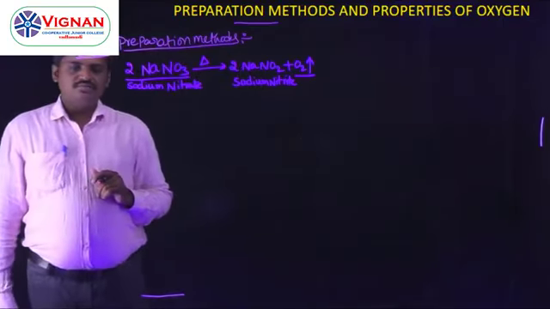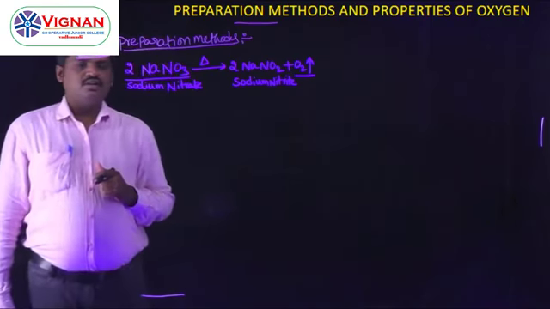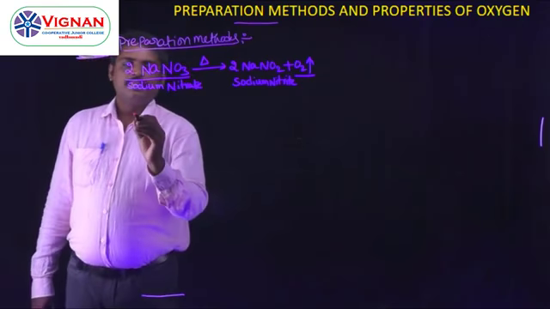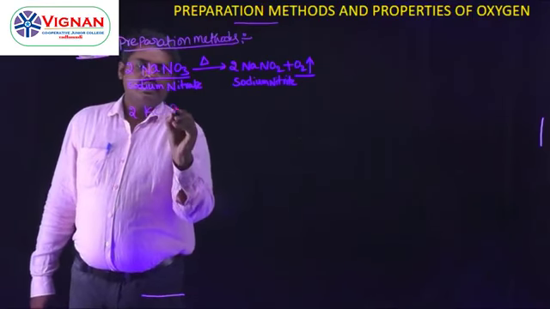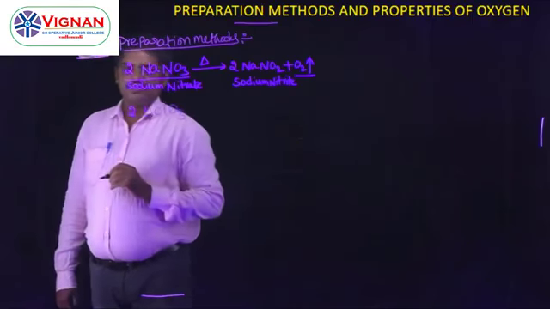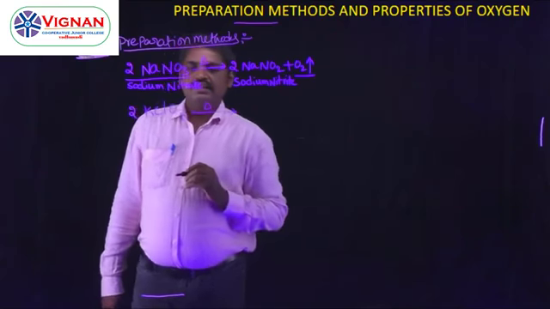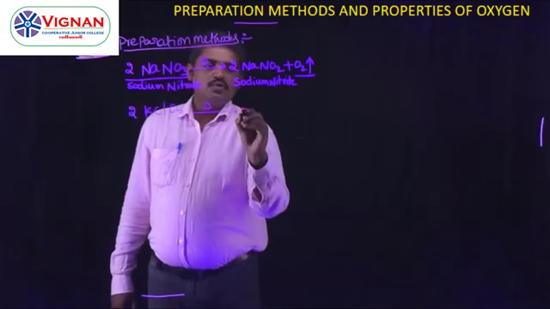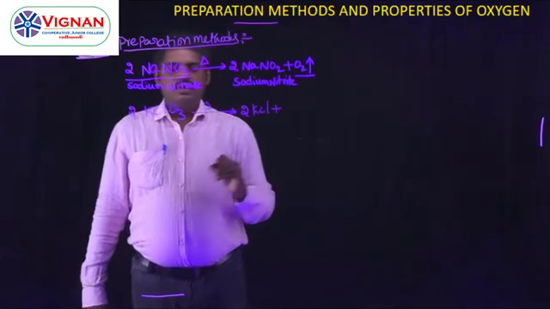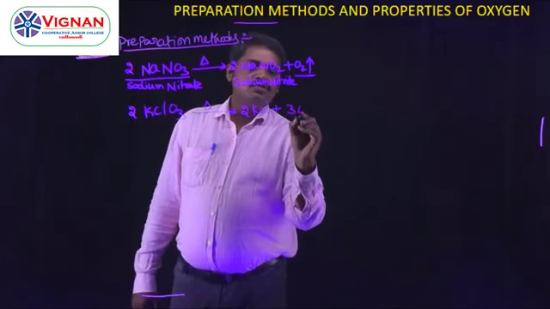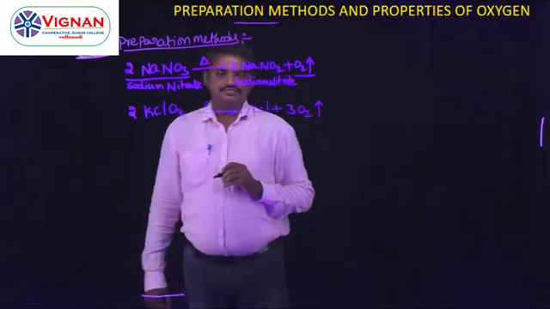The second preparation method for oxygen is the decomposition of KClO3, potassium chlorate. The thermal decomposition of KClO3 produces 2 moles of KCl and 3 moles of oxygen gas is eliminated.